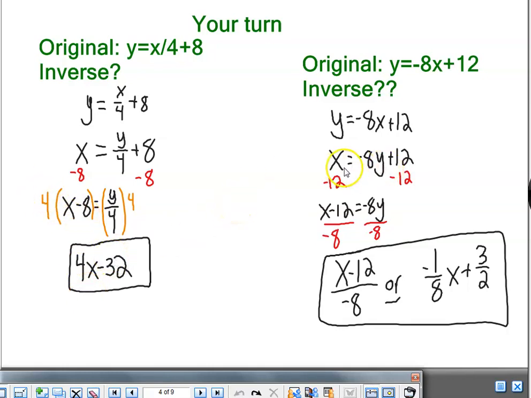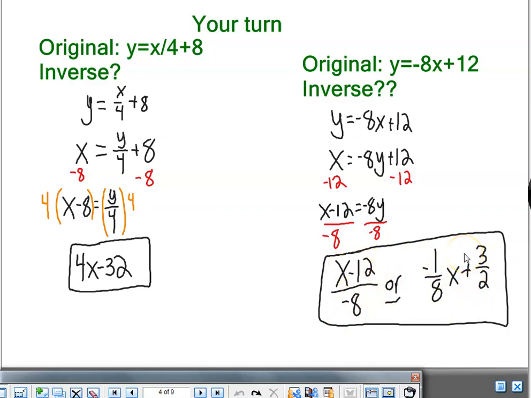Okay, over here, I switch x and y. How do I solve for y? Subtract both sides by 12. Then divide both sides by negative 8. This is fine, what I did right here: x minus 12 divided by negative 8. Or, if you wanted to get particularly fancy, take x divided by negative 8, negative 1/8 x. Negative 12 divided by negative 8, which is a positive 3/2. Both of these are acceptable.